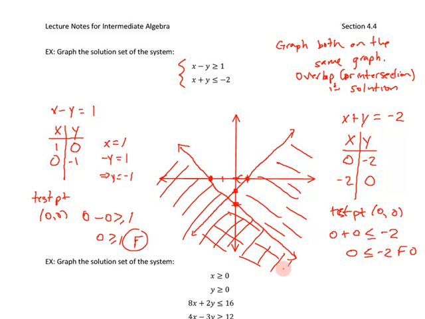Okay, so where is the solution to the problem? Well, it's everything that's shaded or included in both of these sets, which means this part of this line, this part of this line, and everything beneath these two. That is what's shaded in both sets. So there is your solution. Okay?